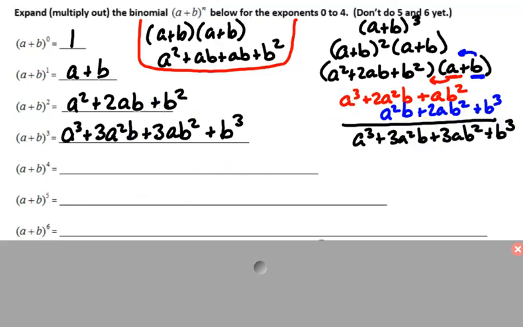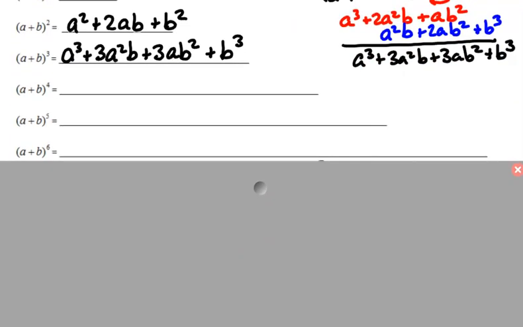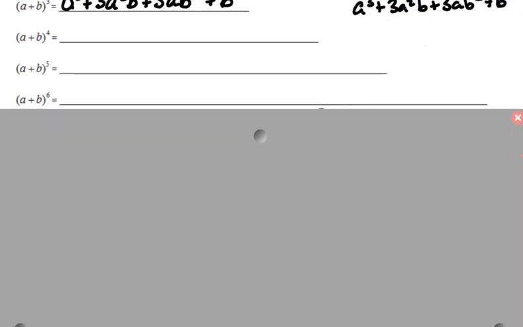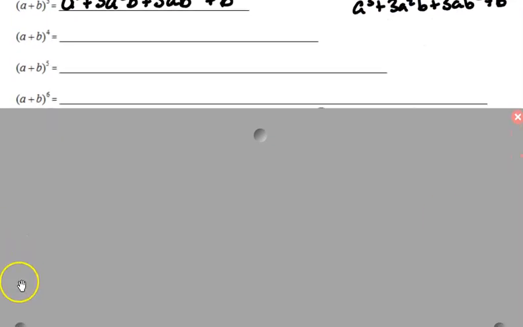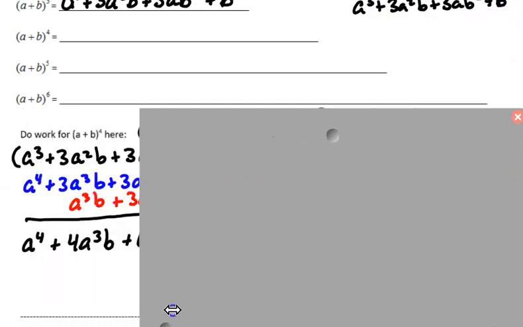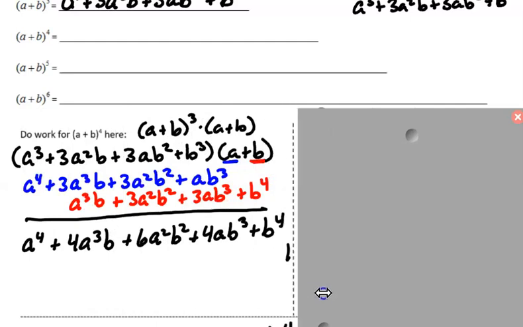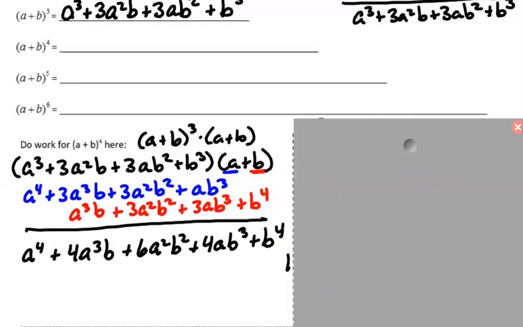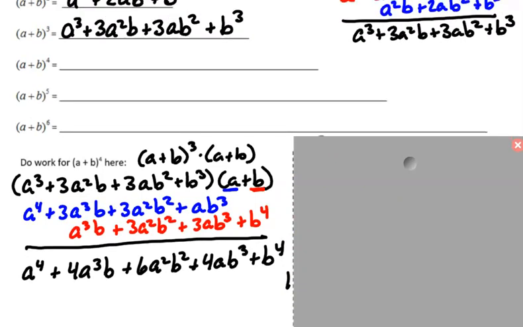Okay, now a plus b to the fourth. All right, so a plus b to the fourth would be a plus b to the third times a plus b. So there's a little space down here where you can multiply this out. And you might want to try this on your own first. I have it all multiplied out, but it would be good practice if you're feeling a little shaky about your multiplication.